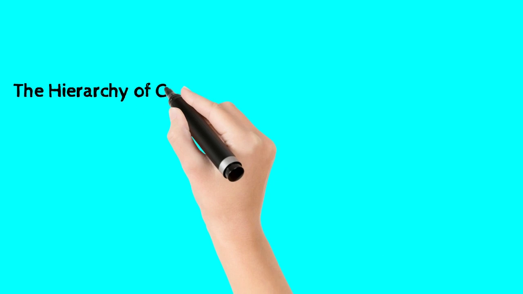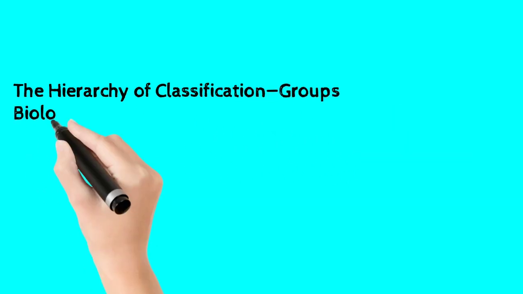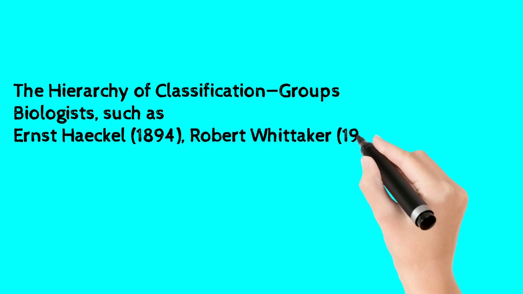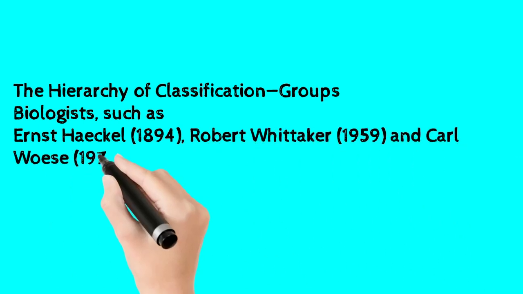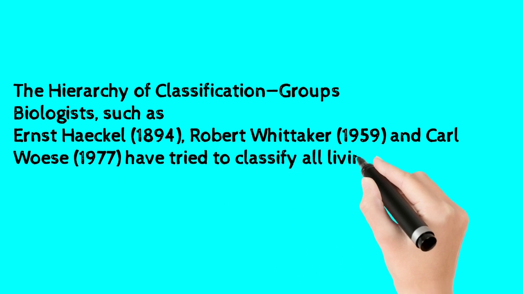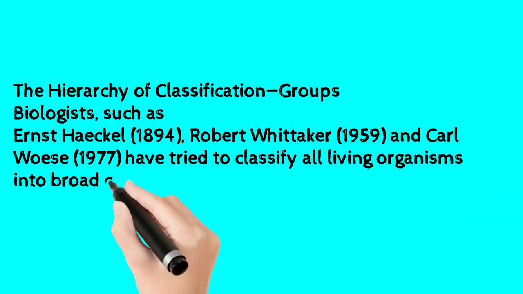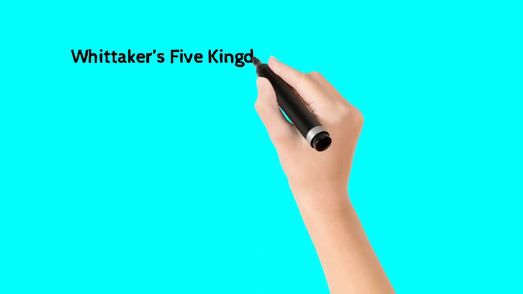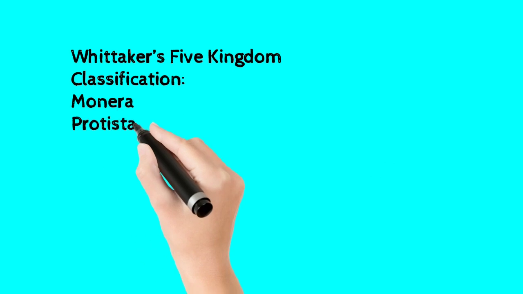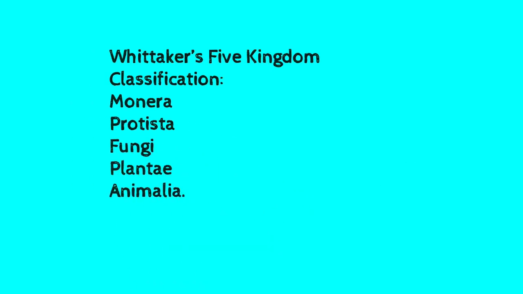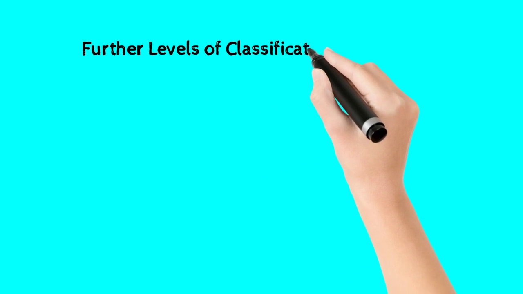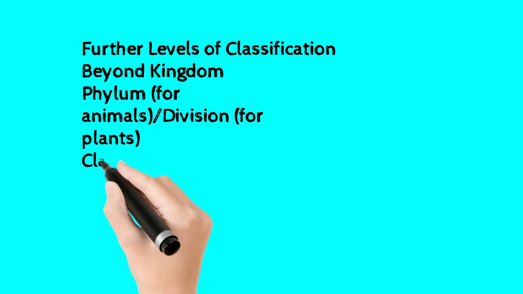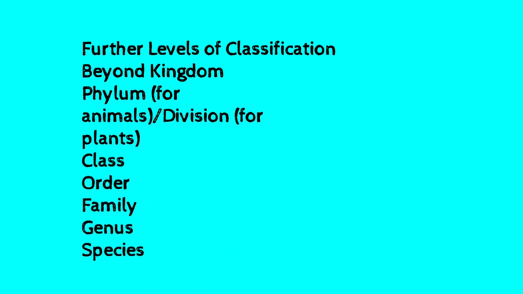The hierarchy of classification groups. Biologists, such as Ernst Haeckel (1894), Robert Whittaker (1959), and Carl Woese (1977), have tried to classify all living organisms into broad categories, called kingdoms. Whittaker's 5-kingdom classification: Monera, Protista, Fungi, Plantae, Animalia. Further levels of classification beyond kingdom: phylum for animals; division for plants; class, order, family, genus, species.